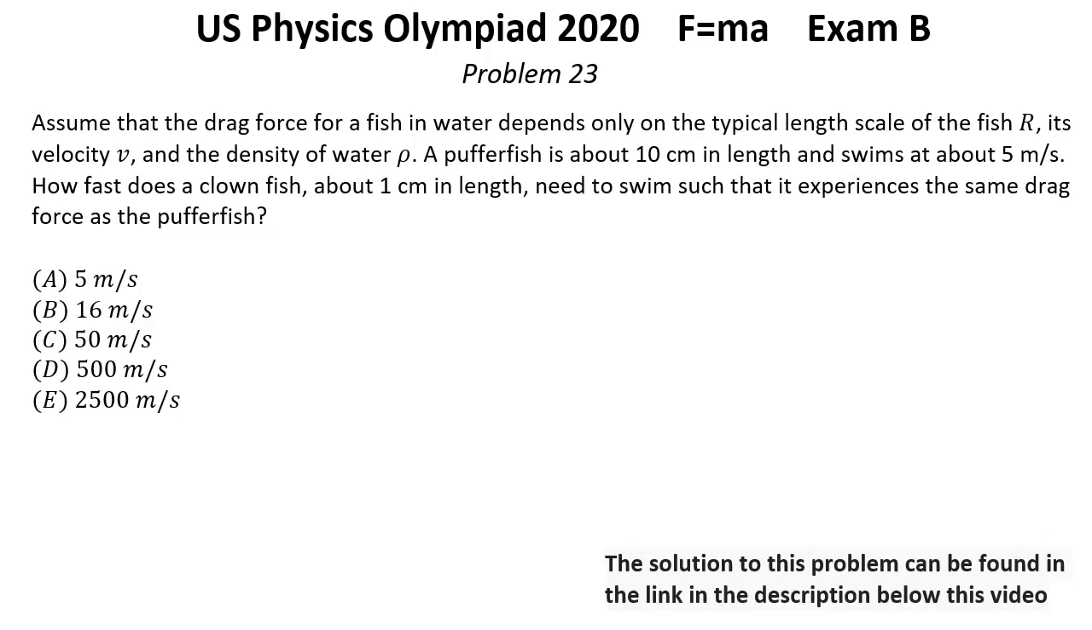Problem number 23. Assume that the drag force for a fish in water depends only on the typical length scale of the fish r, its velocity v, and the density of water ρ. A puffer fish is about 10 centimeters in length and swims at about 5 meters per second. How fast does a clownfish about 1 centimeter in length need to swim such that it experiences the same drag force as the puffer fish?